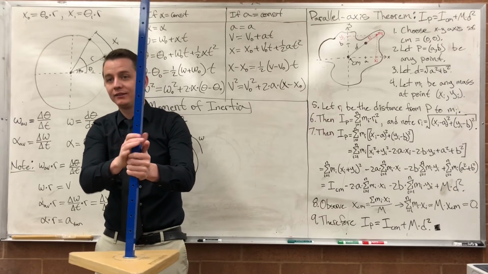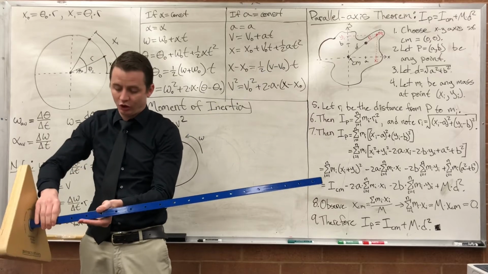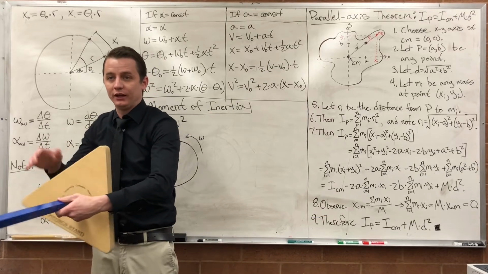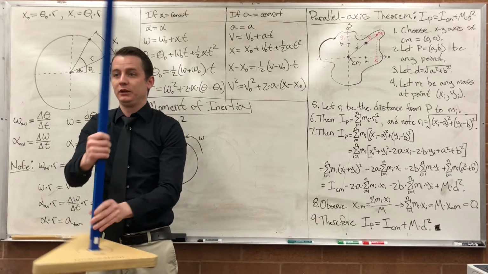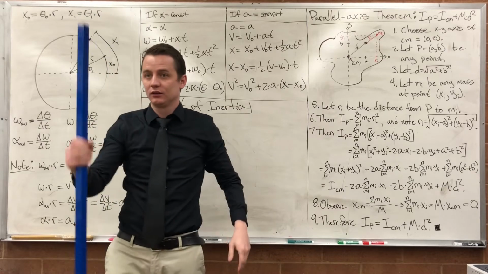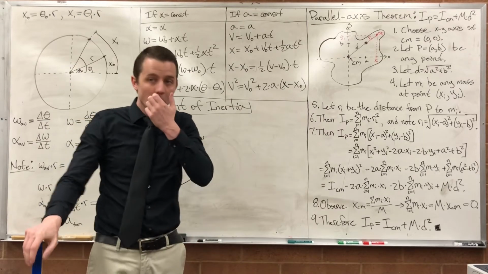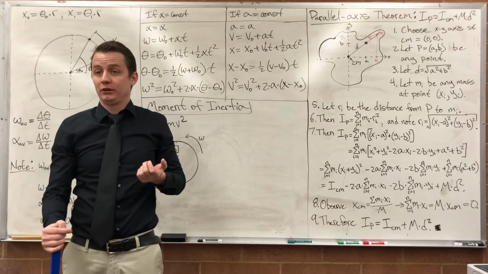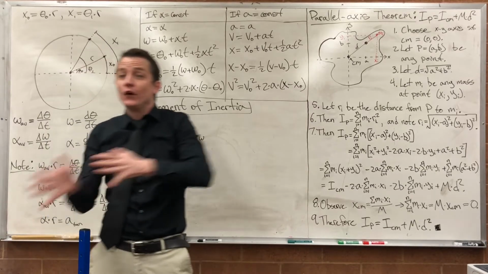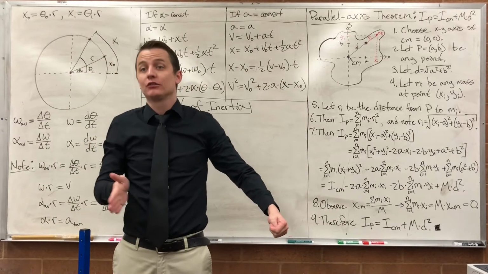Why is that? Intuitively, tell me why it's so much harder for me to move it this way than it is to move it this way. What do you think? Because your radius is bigger. So you have more mass further away from the axis that you're trying to rotate it on.